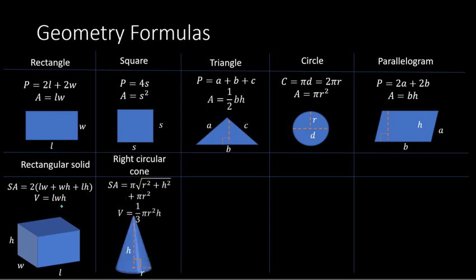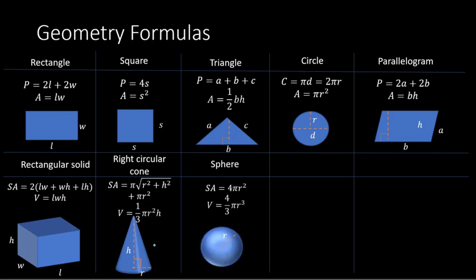Then for a cone, here we have a right circular cone. The surface area formula given here is probably different than the way you learned it, but it gives you the same end result. Here we have r for radius, h for height, and then you can just plug in numbers to find the surface area. And then volume is 1/3 times the area of the base times the height of the cone, and the area of the base is pi r squared. So we have 1/3 times pi r squared times h.